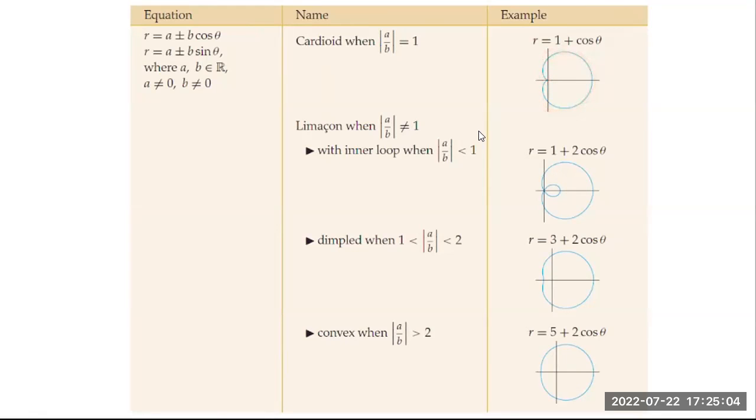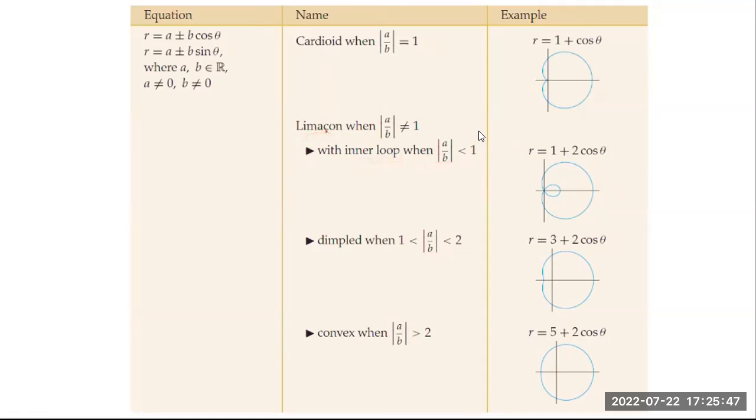And then the second shape that we could expect is the shape of a limaçon. That happens when the absolute value of a over b is not equal to 1. There are three possible scenarios under limaçon: either you have an inner loop when this inequality holds, a dimple when the absolute value of a over b is between 1 and 2, and a convex shape when the absolute value of a over b is bigger than 2. Here is an example for the case with an inner loop. A limaçon with an inner loop occurs when the absolute value of a over b is less than 1.